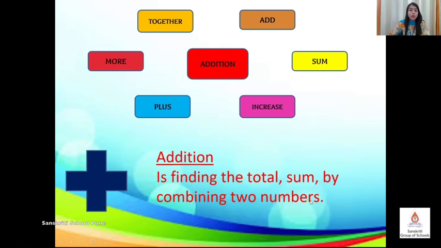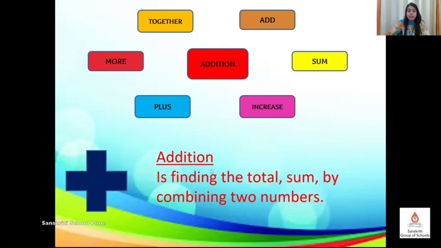Suppose you have two pencils and your friend gives you one more. So how many pencils you have together? 2 plus 1, which will be 3. Very good. Now suppose you have two candies and your brother gives you two more. So how many you have together? Very good. You have 2 plus 2, which is equal to 4. So you have total 4 candies in that case. So that is how we use addition.